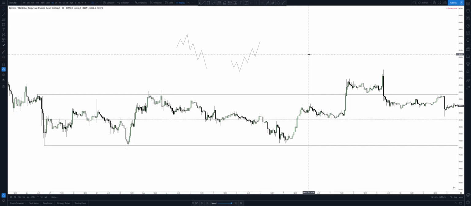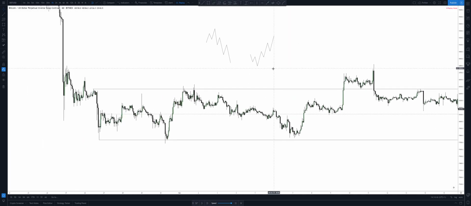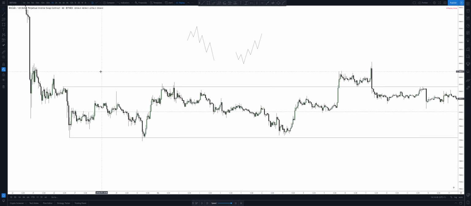Alright guys, so this video is going to be about ranges and how I mark them out and how I trade them, and how you can obviously trade them as well. When marking out a range, I tend to mark out the last swing high and the swing low.